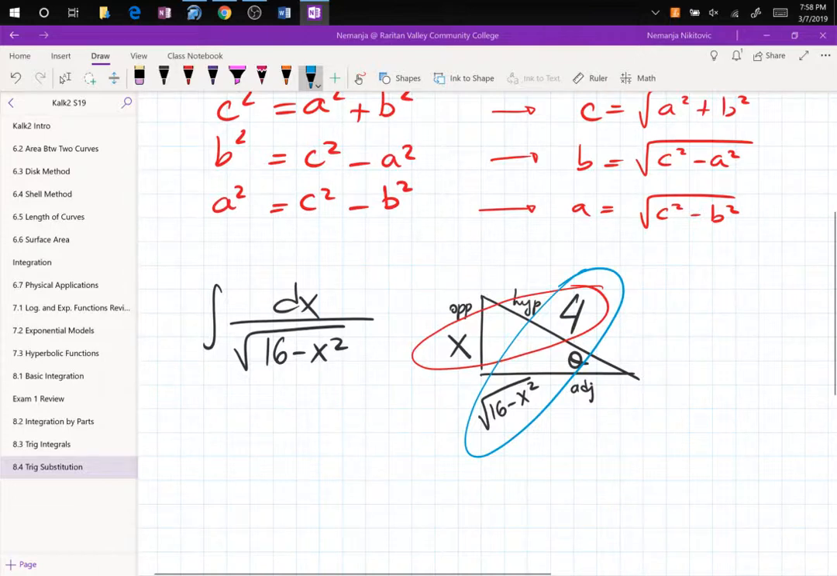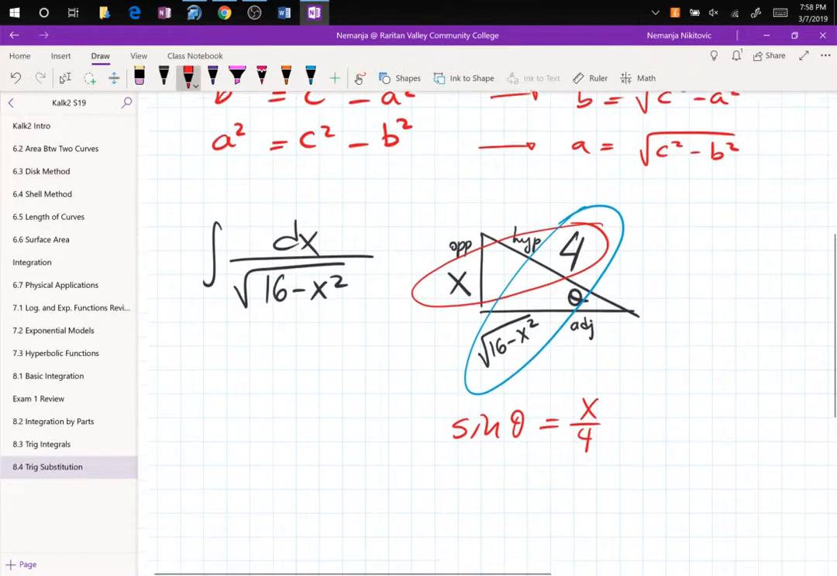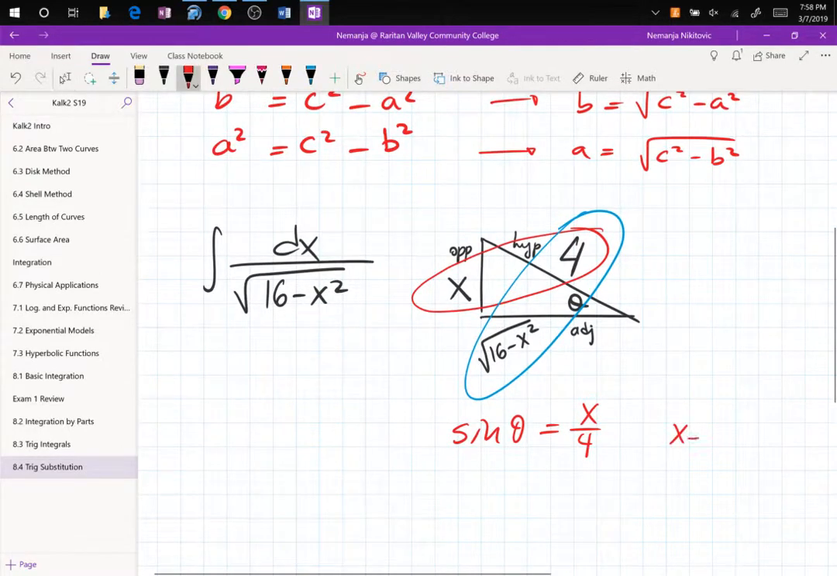So now, looking at my red, I'm using opposite and hypotenuse. Which trigonometric function is opposite and hypotenuse? Sine theta, thank you very much. Sine theta is equal to x over 4. How much is x? 4 sine theta.